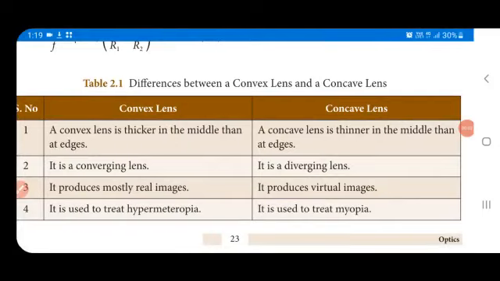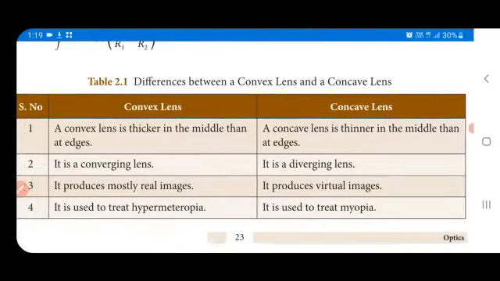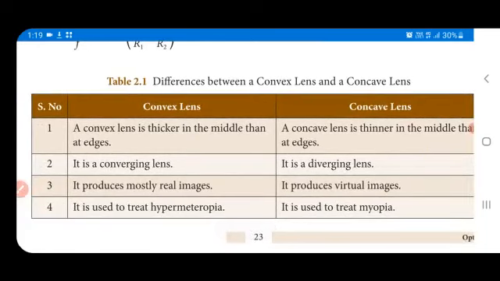Differences between a convex lens and a concave lens. Students, this is a very important 2 mark question. So, convex lens is thicker in the middle than at the edge, and concave lens is thinner in the middle than at the edge. So, this is the first difference. Convex lens is thick at the middle and thin at the edge, and concave lens is thinner in the middle and thick at the edge.